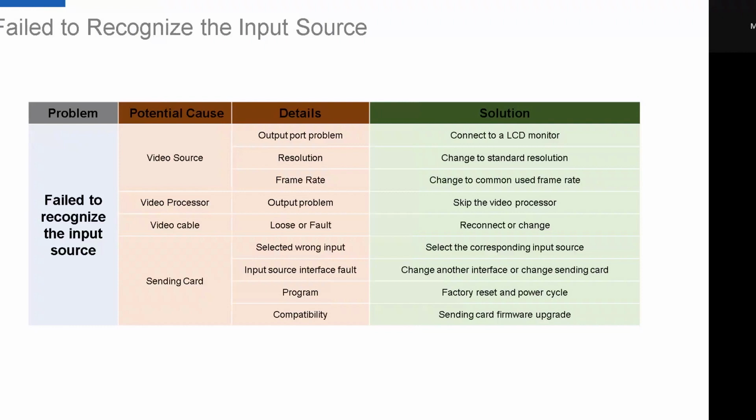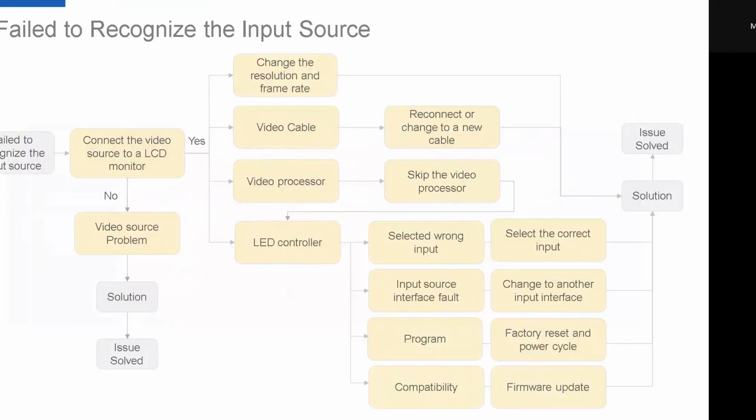After we already know all of the details, you may say, where should we start? We recommend you start from the video source output port. Connect the video source to an LCD monitor. If the LCD cannot recognize the video source, then we know it is the video source problem. We need to change to a different one to solve the problem. But if the LCD monitor can perfectly see your video source, we need to do more detailed troubleshooting.